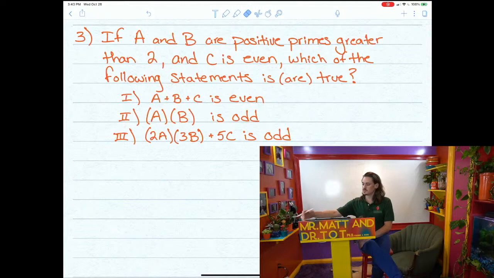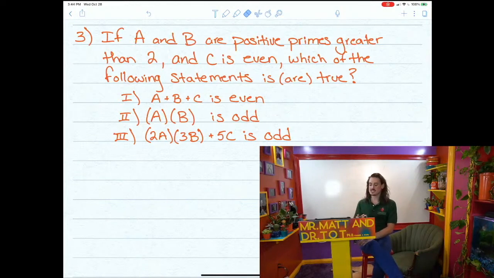Okay, so let's look at this. If A and B are positive primes greater than 2, remember 2 is the only even prime number. So every other prime number has to be odd. That's a really tricky way of just saying that A and B are odd numbers. So if we know A and B are odd numbers and C is an even number, we can use that conceptually in order to solve.